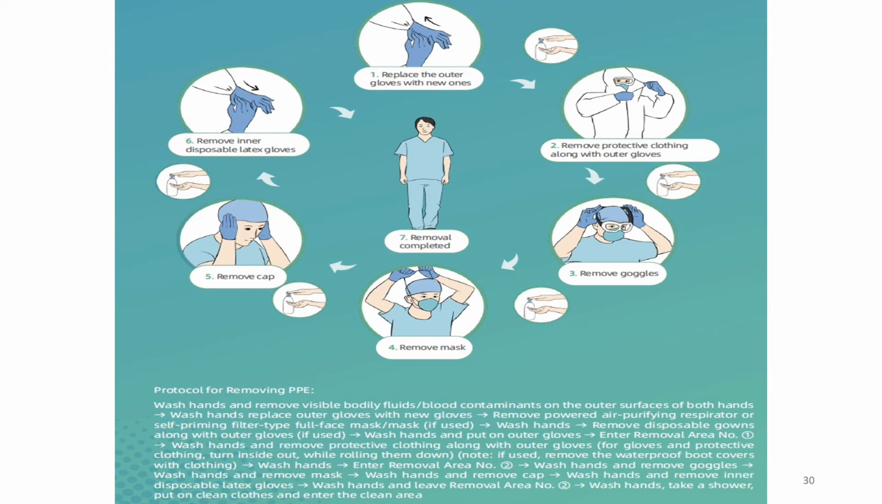Enter removal area number 1. Wash hands and remove protective clothing along with outer gloves. For gloves and protective clothing, turn inside out while rolling them down. Note, if used, remove the waterproof boot covers with clothing. Wash hands. Remove number 2.